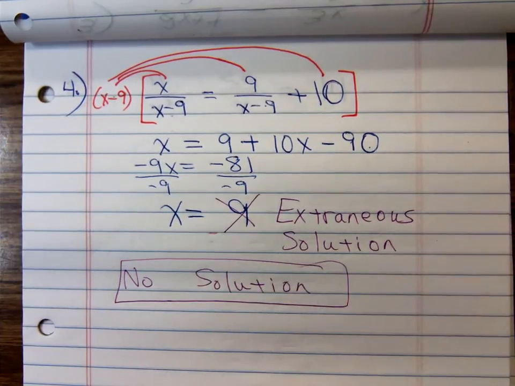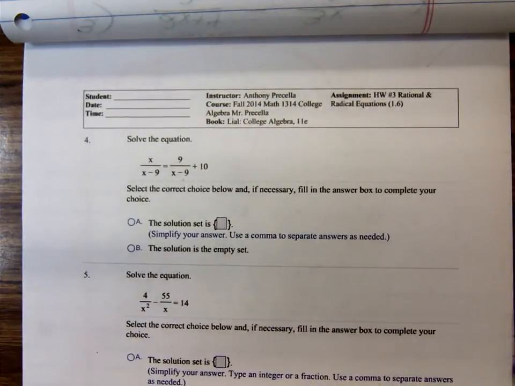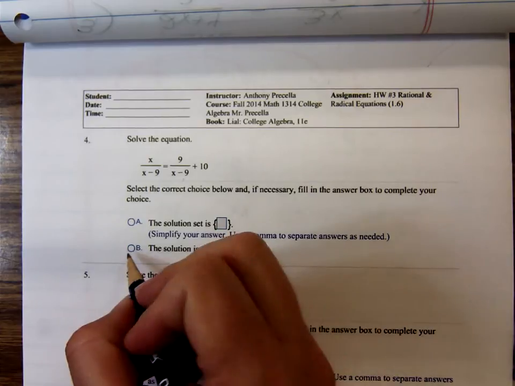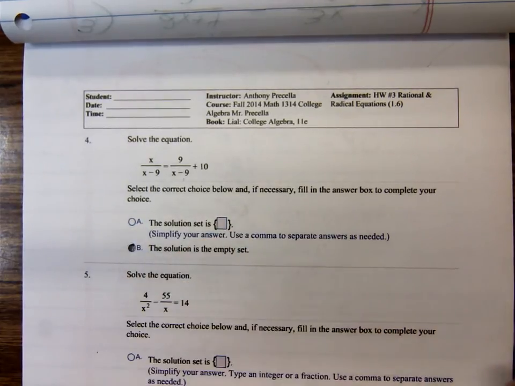So number 4 here, we would choose the solution set is empty. There are no numbers that'll make the left side equal the right side. Any questions there? Okay.